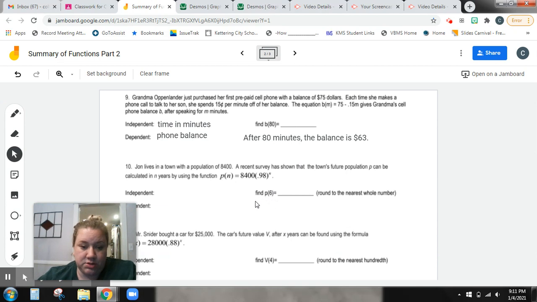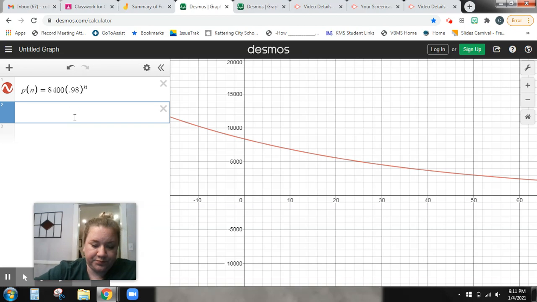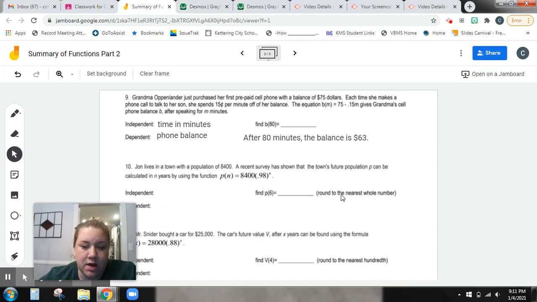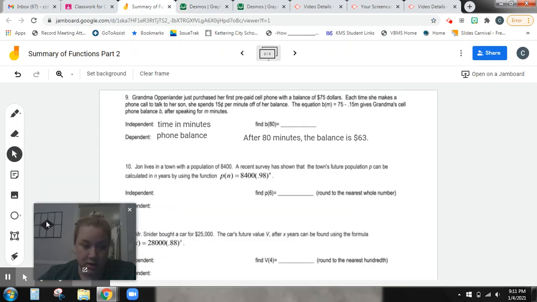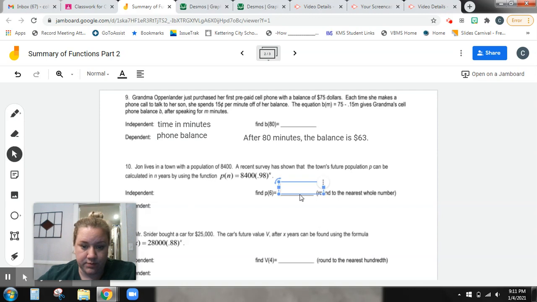So quick, I could just do the easiest part. What's P of 6, right? So I'm going to put in P of 6, and it tells it to me. And look at what it says, round to the nearest whole number. That means I don't want anything after the decimal. So this is 0.07, so this is just going to stay 7,441. Okay, so now let's look at this.